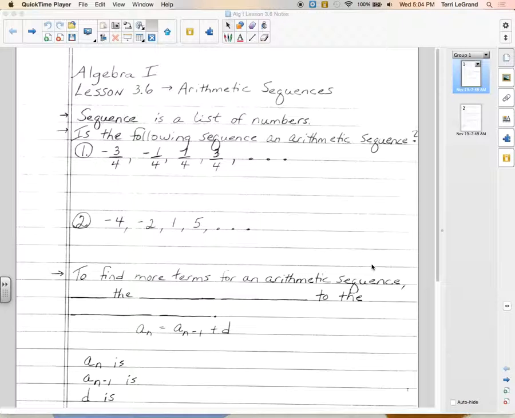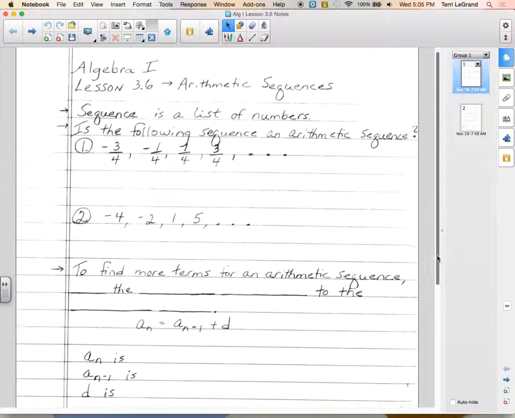So if I asked you to find the 100th term of a sequence, what's a method we could use to do that? So let's first of all start out with, what are we talking about when we talk about a sequence? A sequence is any list of numbers. But a sequence does not have to be an arithmetic sequence. There are different types of sequences. We're going to study arithmetic sequences in this lesson.